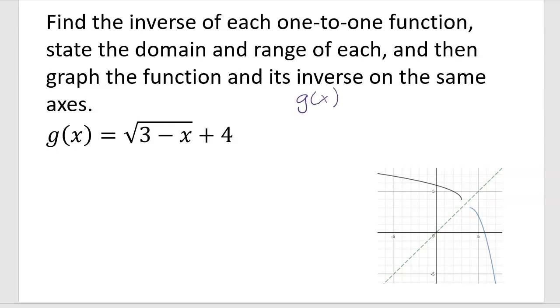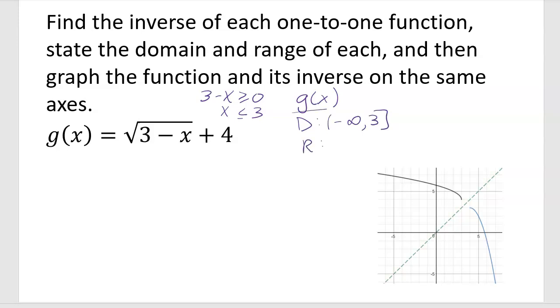So for g of x, we have a square root here, so we need to think about that 3 minus x has to be greater than or equal to 0. And then we're going to subtract 3 from both sides and divide by the negative, and then we're going to get x has to be less than or equal to 3. And that will tell us that my domain of g of x needs to be negative infinity to 3 bracket.